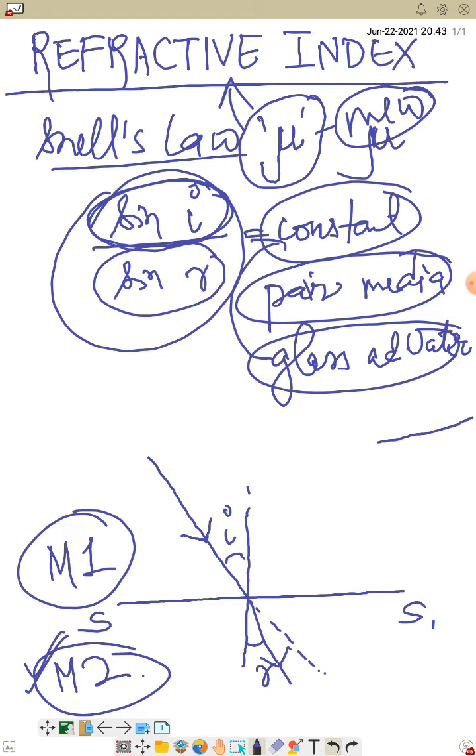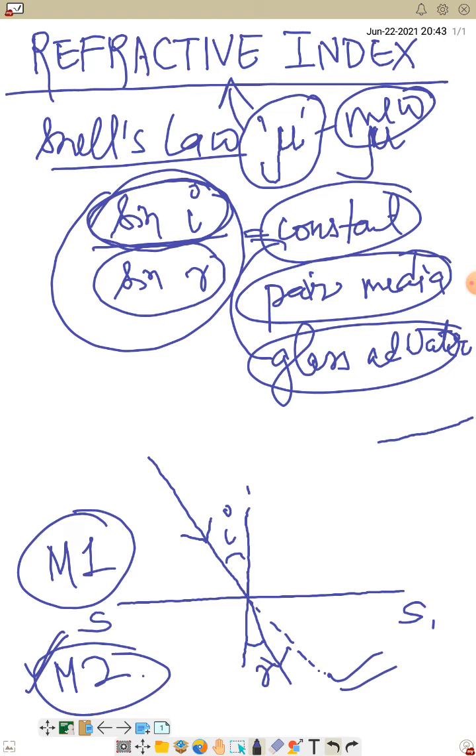Now, if the second medium is denser, right, like in this case the refracted ray is bending towards the normal, it means medium 2 is denser, isn't it? Yes. Now if the ray of light is moving away from the normal, it means the second medium is rarer. So here you see that the refraction depends on the second medium. So that is why we call this refractive index.